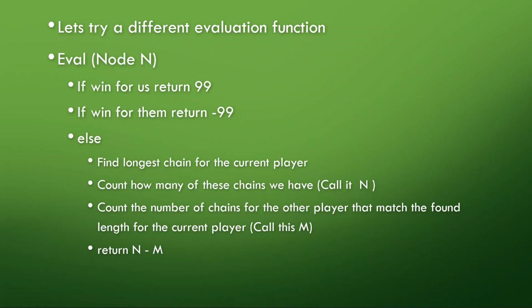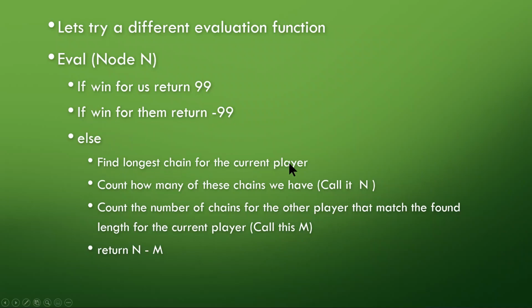So let's try doing the same algorithm but using a different evaluation function, evaluating the node. If we have a win for the user, we're going to return 99 right here. So if it's a win for us, return 99. It's just some really high number that's beyond any evaluation, because you're never going to have a length beyond 3 if we're doing the nodes. If there's a win for them, we return minus 99, so it's the lowest value-wise.